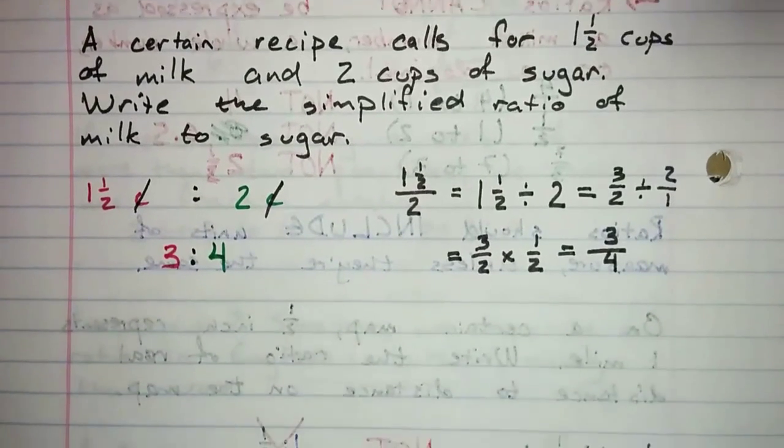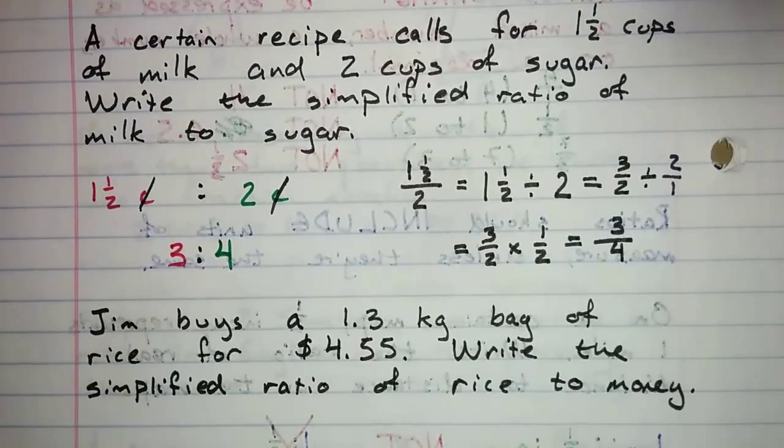I'm going to have you try one more. Suppose Jim buys a 1.3 kilogram bag of rice for $4.55. Write the simplified ratio of rice to money in this situation. Pause the video and try this one now.